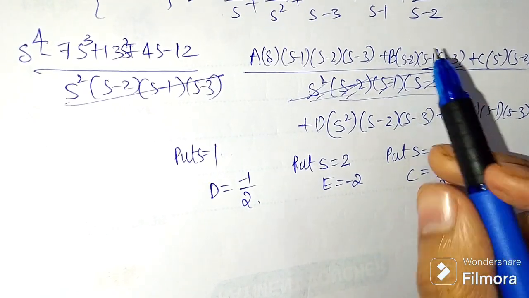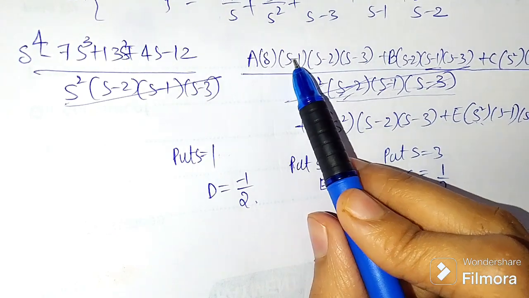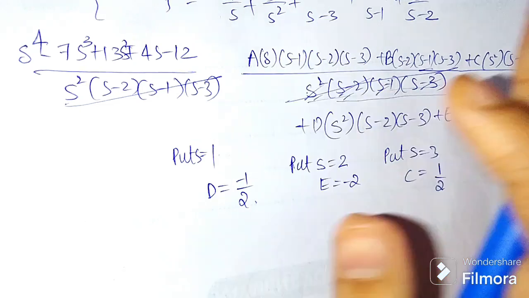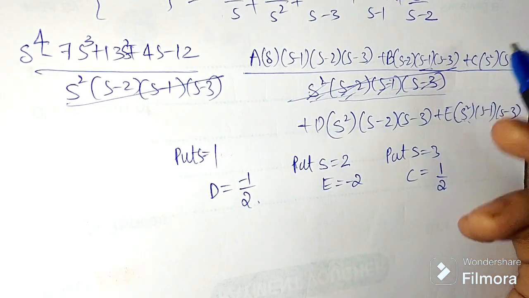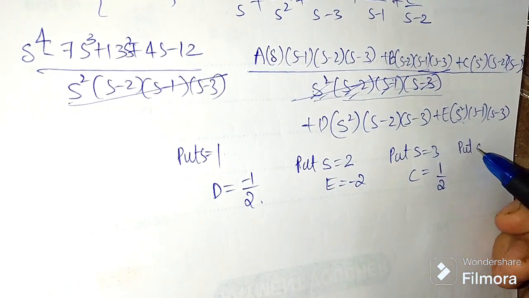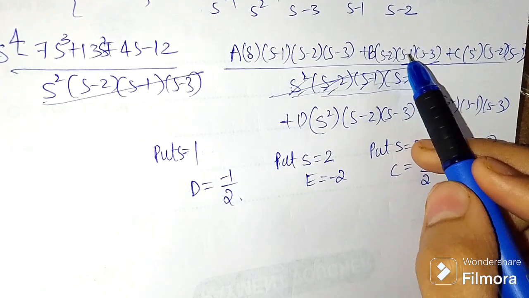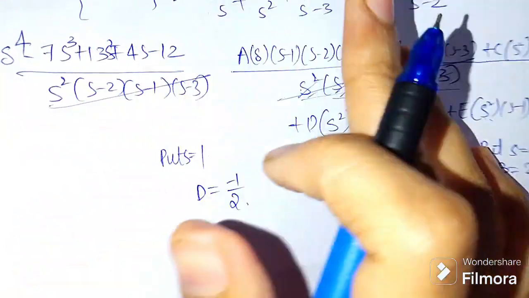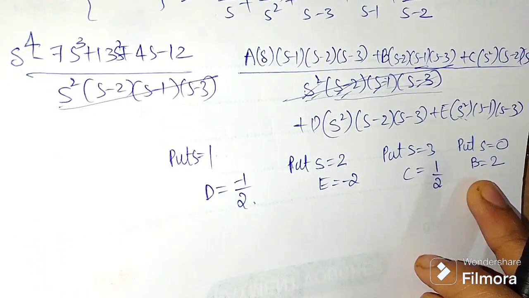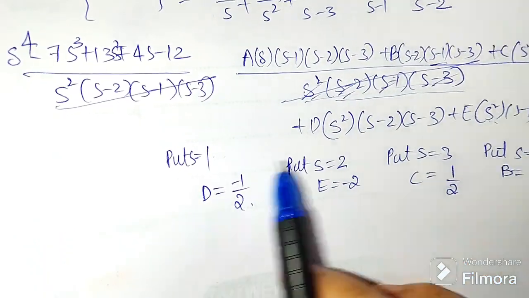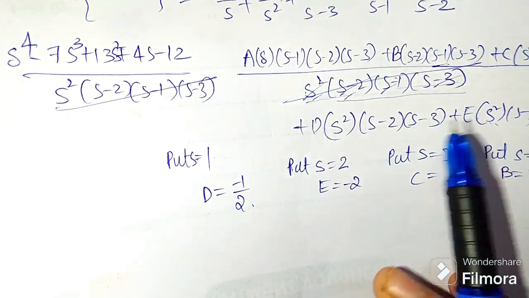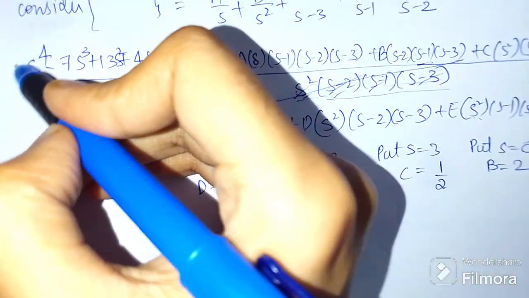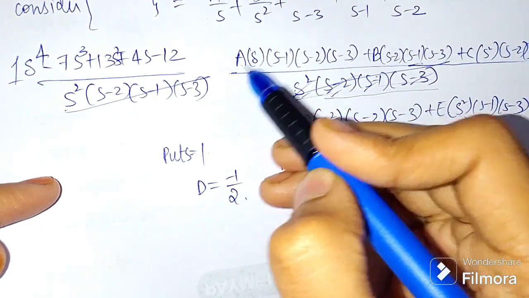Next, to get a value, we'll find it last. Put s is equal to 0. So you'll get b value, which is 2. Okay, put s, both on LHS and RHS, and you'll get these values. Finally everything is over, but we are not getting a value, so we'll substitute all these values to get a value. So coefficient of s power 4 is 1 and here it is a.